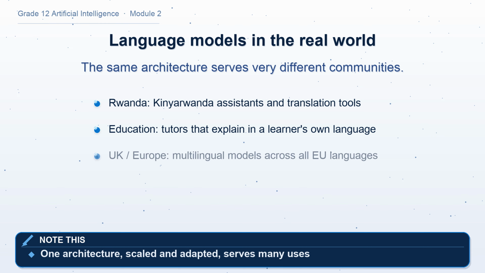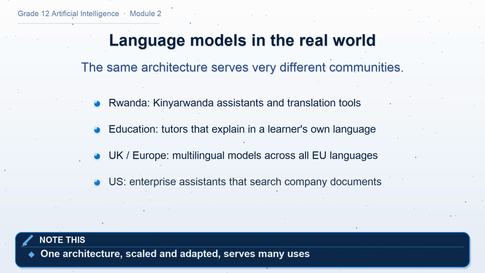In United States enterprises, assistants use retrieval to search a company's own documents before answering, and quantized distilled models now run directly on phones, working even with no internet connection. One architecture, scaled and adapted, serves many very different communities. Before we review, let's clear up some common misconceptions.